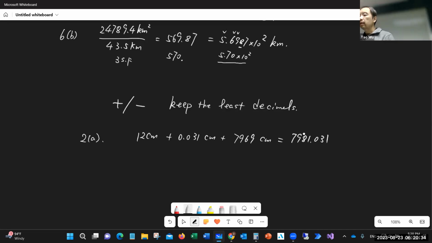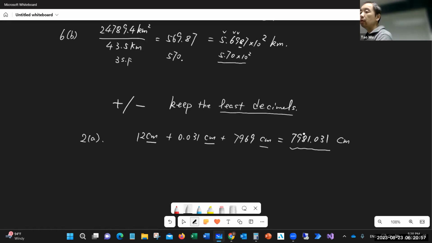Okay, and then don't forget the unit. Addition and subtraction will not change the unit. So centimeter is still centimeter. Those are adding together, centimeter, still centimeter. Then we're going to round this number. The rule is to keep the least decimal.